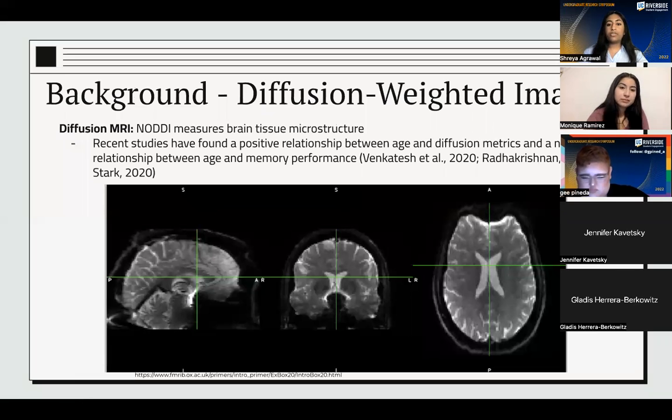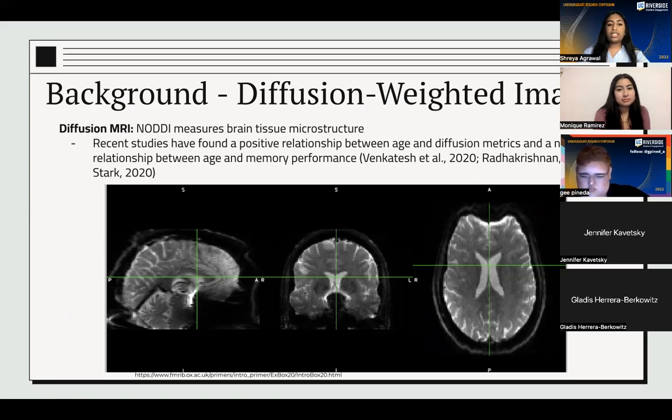So some background on diffusion-weighted imaging. It's another type of MRI imaging, and there are several ways to do it, but the way that we chose is NODDI metrics in this case. And what it does is measure brain tissue microstructure based on water movement within the brain. And so lower diffusion metrics or NODDI metrics is related to better brain microstructure.